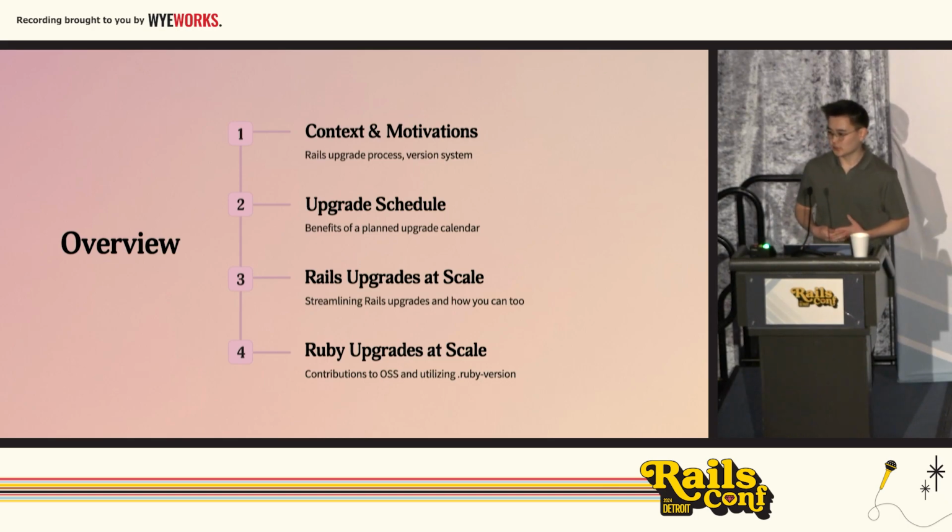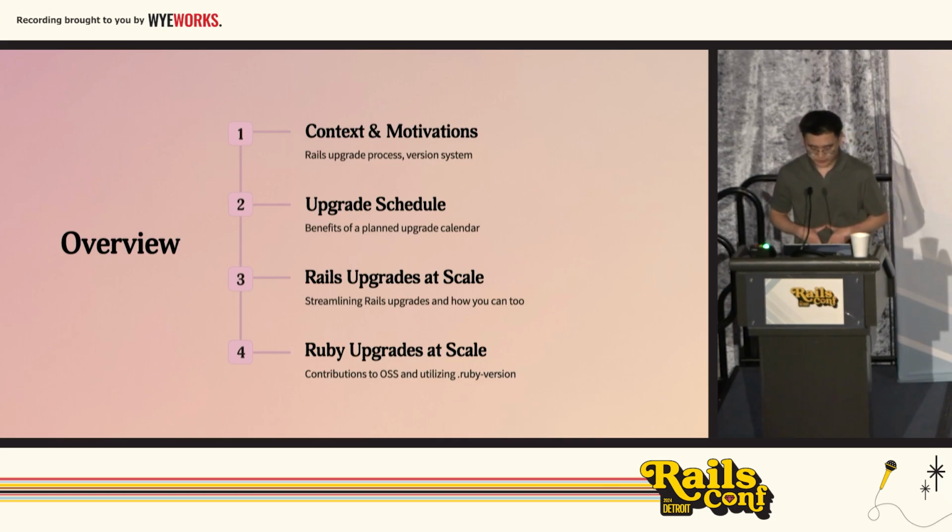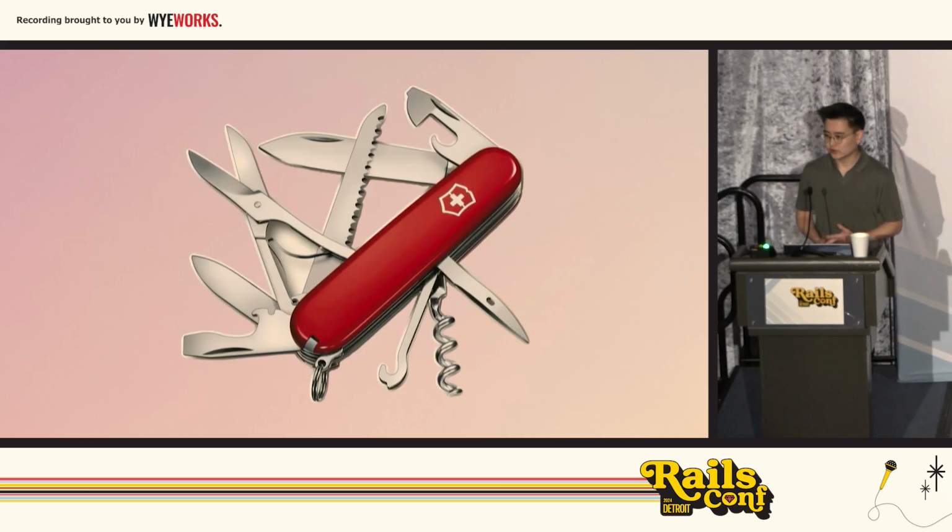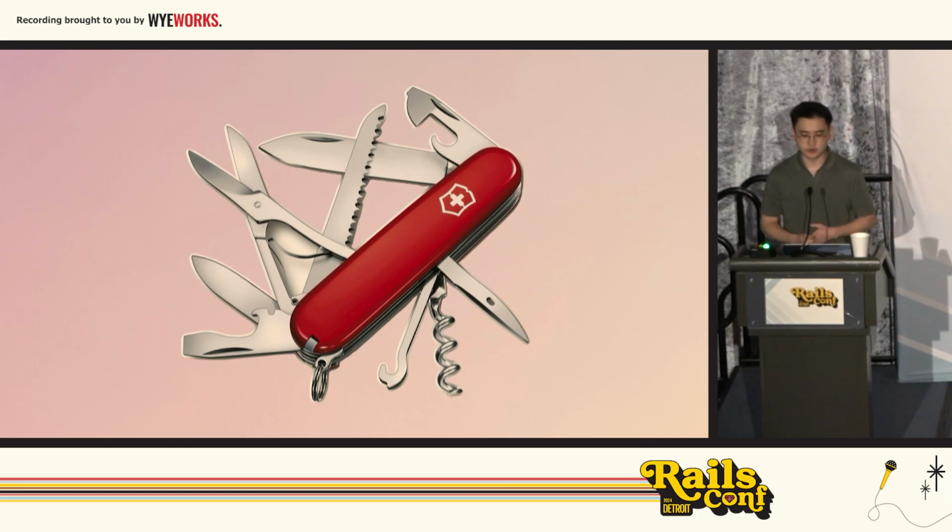So in this talk, we will explore all aspects of Ruby and Rails versioning. We'll start with some context and our motivations behind improving the upgrade process. Next, I'll share how introducing an upgrade schedule relieved the unexpectedness that comes with a version update and showcase how we scaled Rails upgrades at Shopify. And lastly, I'll share how we leveraged and contributed to open source to streamline Ruby upgrades. The end goal of this talk is to equip you, the audience, with new insights and practical strategies that you can apply in your own companies or projects today.